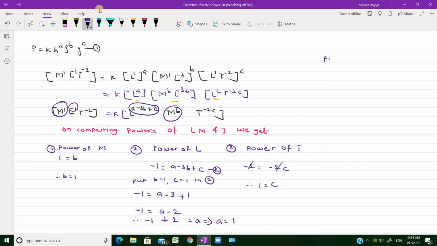Put A equal to 1, B equal to 1 and C equal to 1 in equation 1. So what do we get? P is equal to K H rho G. So this is the equation of pressure that can be derived from dimensional analysis.